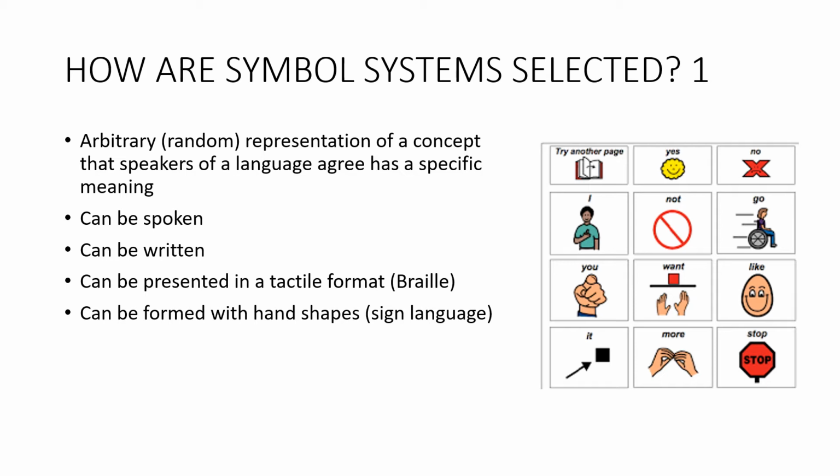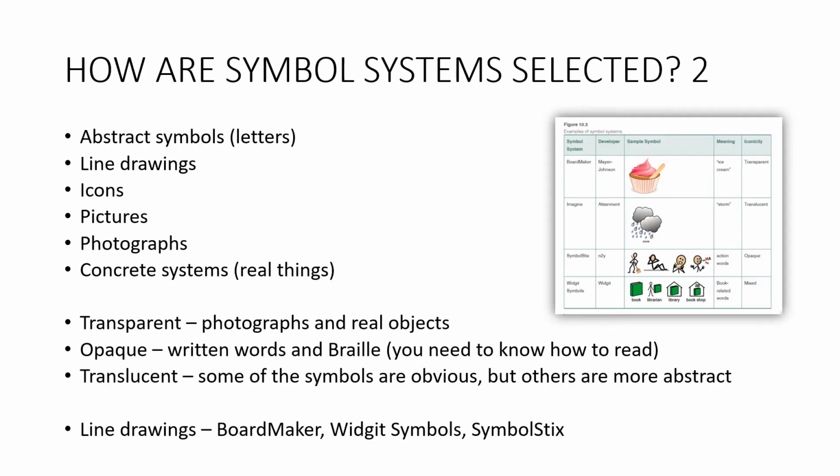Of course, these symbols can be spoken, can be written, can be presented in a tactile format. Tactile basically means touchable, right? Sensory. An example would be Braille. Can be formed with hand shapes, such as sign language then. There are abstract symbols. Abstract symbols are letters, right? Because letters really mean nothing. We just learn about this format of lettering, and then we're like, okay, well, this is what we'll use. And then we can actually make millions of words out of these letters, right?